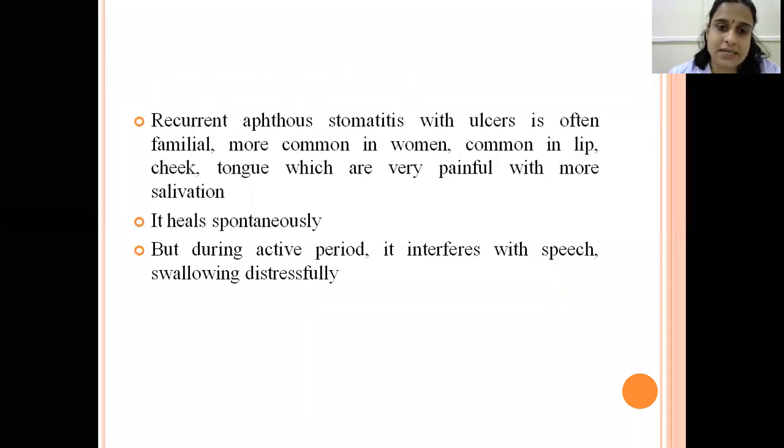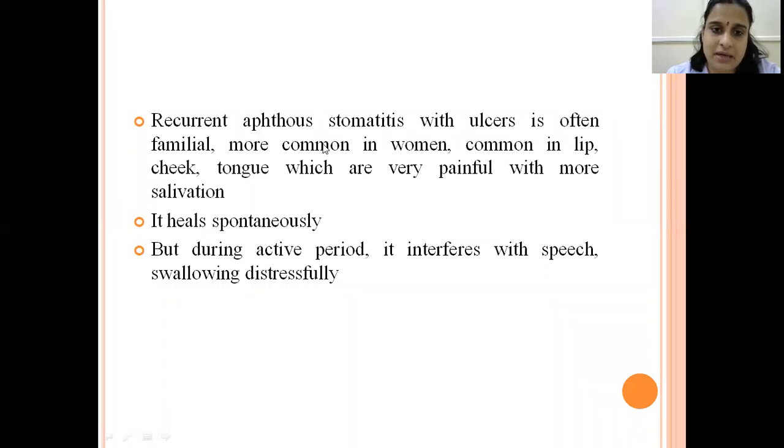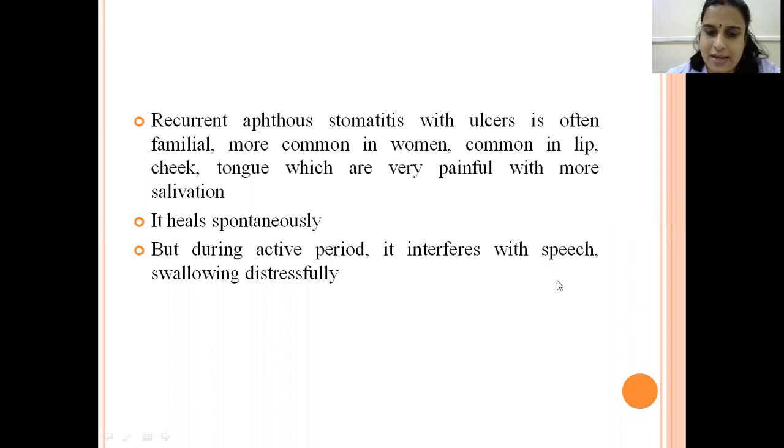The recurrent aphthous ulcers or aphthous stomatitis with ulcers is often familial. It's more common in women and common in the lip. Also seen in the cheek, on the tongue, which are very painful, and obviously when there is more pain, there is more salivation. They usually heal spontaneously, but during an active period, it will definitely interfere with speech and swallowing.